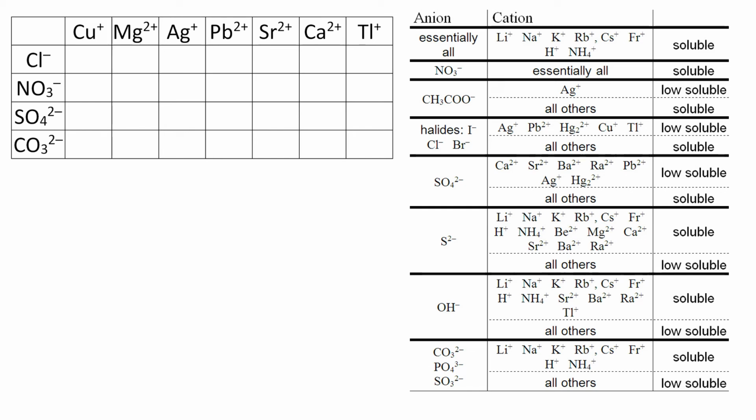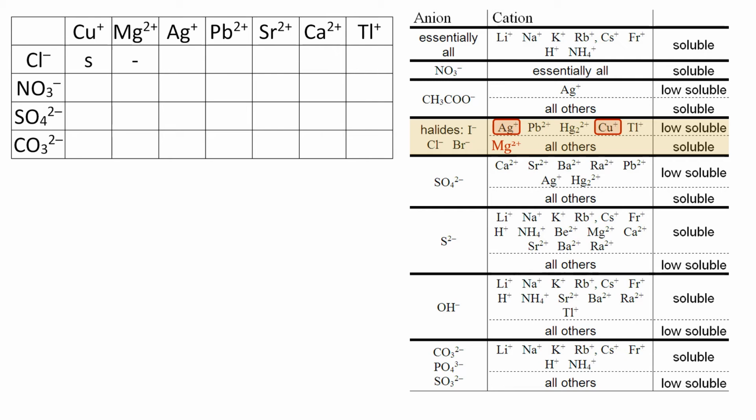On the far left are the 4 anions that we're trying to separate. At the top, I've written all the cations that we are allowed to use. So if I look at the halides first, well, Cu plus is low soluble, so I will write a solid in the box where Cu plus and Cl minus meet. Mg2 plus is soluble, so I'll just put a dash.